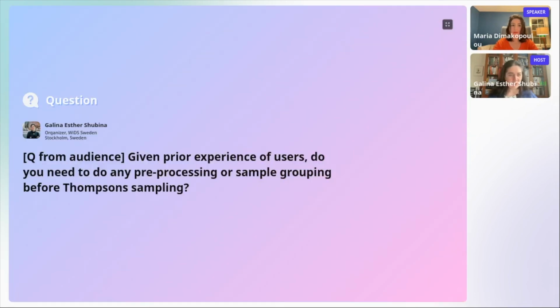So one question that I typed in actually from somebody: given prior experience of users, do you need to do any pre-processing or sample grouping before Thompson sampling?